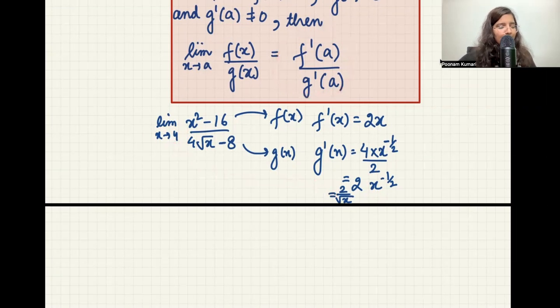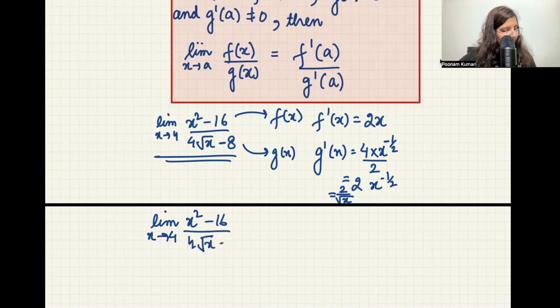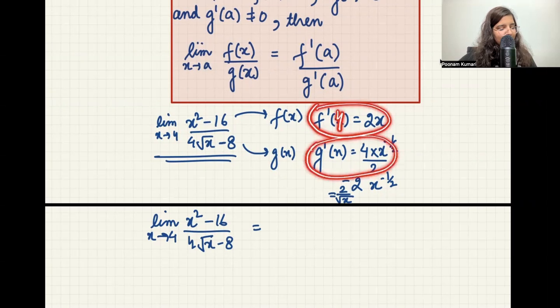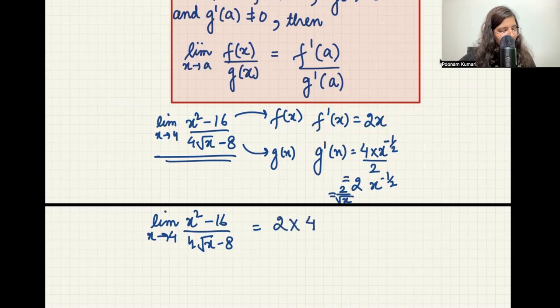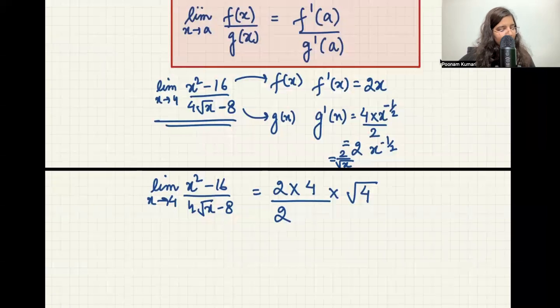Okay. So how do you apply L'Hopital's rule? So this limit that you want to figure out, this is nothing but, you just have to do this differentiation at 4 and this differentiation at 4 again. So you do what? 2 times 4 divided by 2 into root x. So root of x is 4 here. Okay. So if you try to find this, you get what? 4 into under root 4 is 2, and then you get 8.